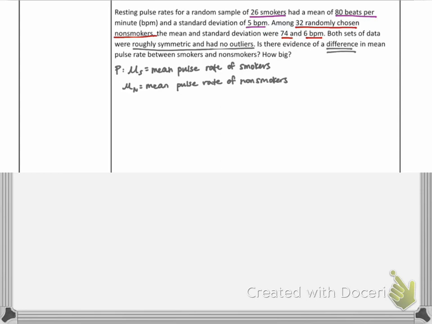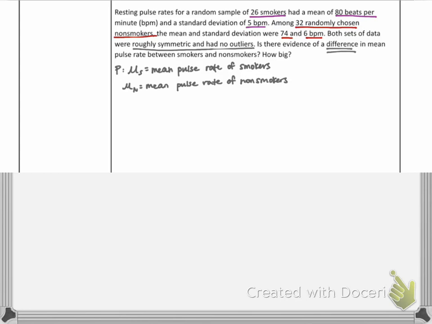And so I'm going to say that mu S is the mean pulse rate of smokers, and mu N is the mean pulse rate of non-smokers. And we're going to be comparing the difference between those two, same as what we did with 2 proportions, where we were subtracting the 2 sample proportions. We're going to do that as well to make some sort of inference about, are they different, are they the same, is one larger than the other, things like that.